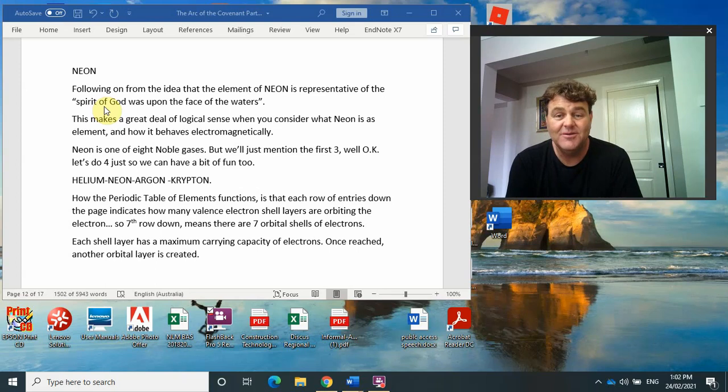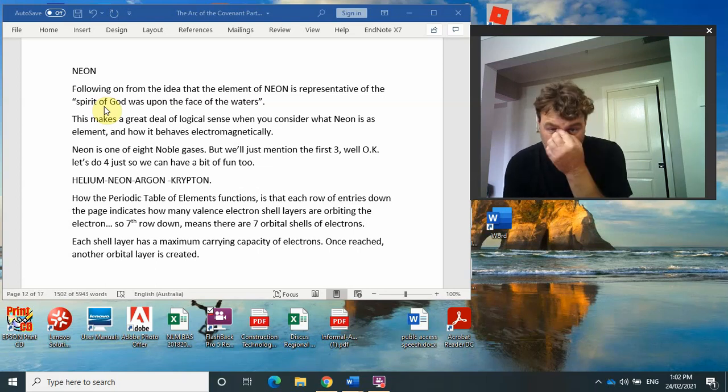The first 4 noble gases are helium, neon, argon, as you'll remember maybe from Jason and the Argonauts, and krypton, which you'll probably know from Superman. How the periodic table of elements functions is going to be important to know, just generally in life, but in relation to what we're talking about here.